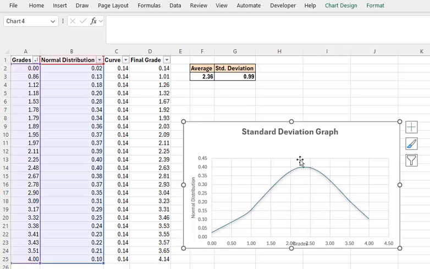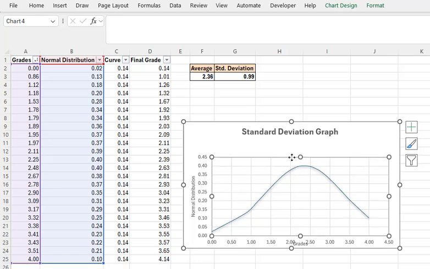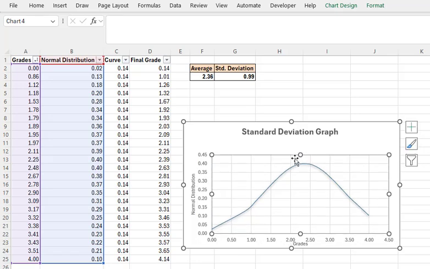Don't know why this thing is messed up looking. It must have slid down a little bit here. There we go. All right. So anyway, your grades are going to be in there. That's what the standard deviation says. It says 0.99 above and below the average is where 50% of your grades are going to be.